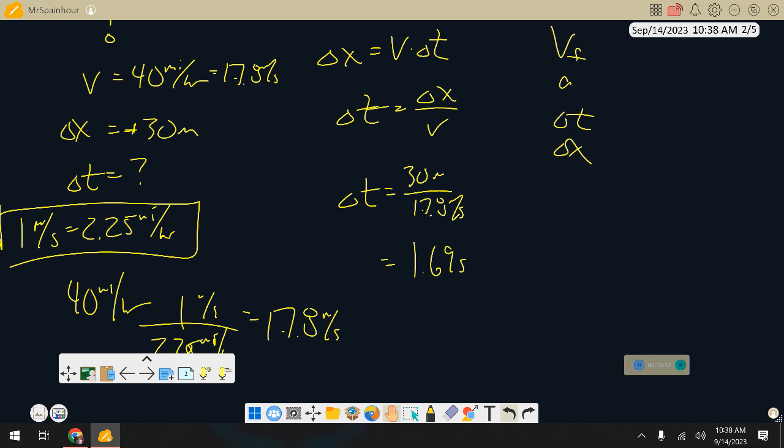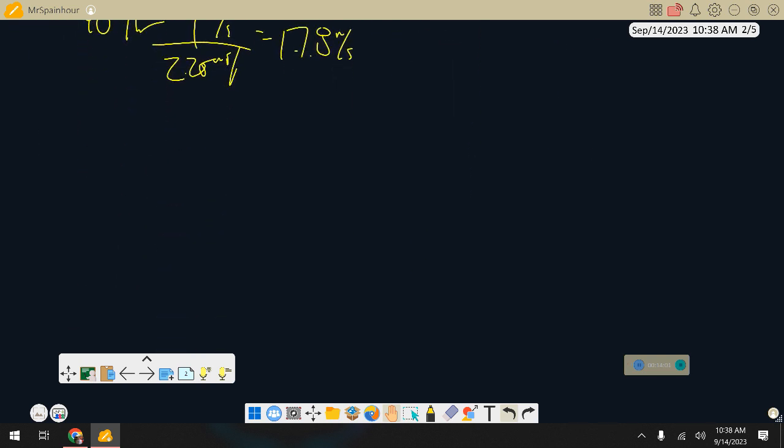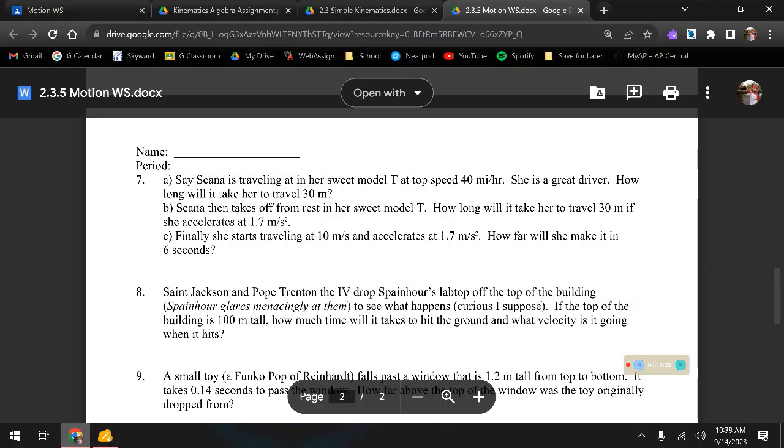The main thing I'm highlighting right here, once again, is that when it's easy, we work on methodology. We make sure that we're doing this stuff correctly, because the next part, still not too bad, is maybe a little bit more complicated. Shauna then takes off from rest in her sweet Model T. How long will it take her to travel 30 meters if she accelerates at 1.7 meters per second squared?